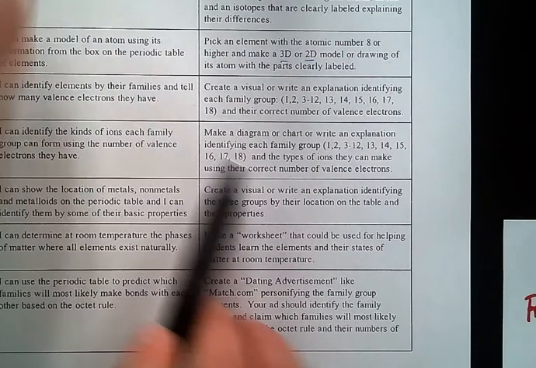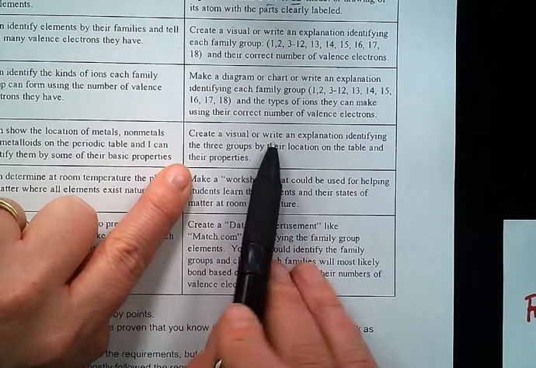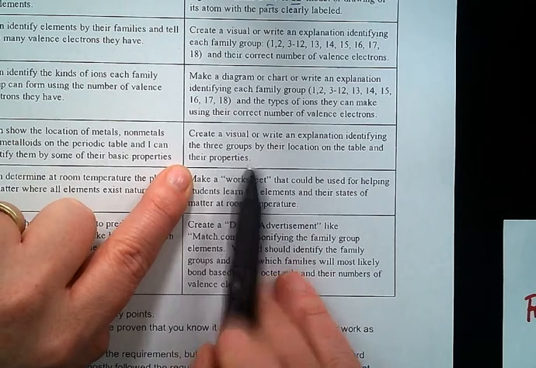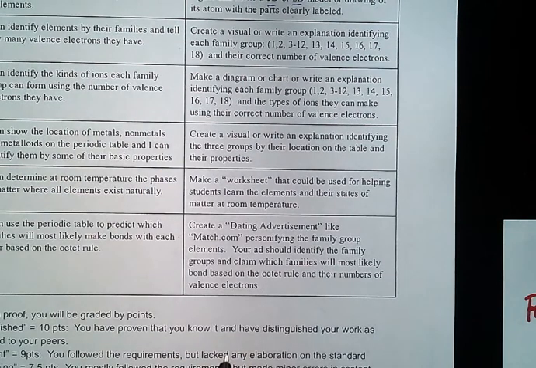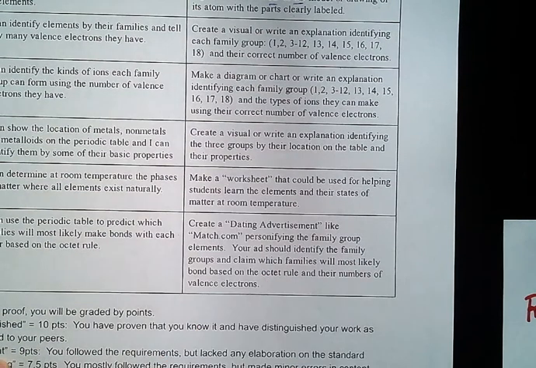So then the next one is create a visual or write an explanation identifying the 3 groups by their locations on the periodic table. So you may want to do just like a quick sketch. On our periodic table, you have the 3 groups, the metals, the nonmetals, and the metalloids. And so when we were looking at those, remember we have properties like the groups that are conductive, the groups that are semiconductors, the groups that are not conductive.